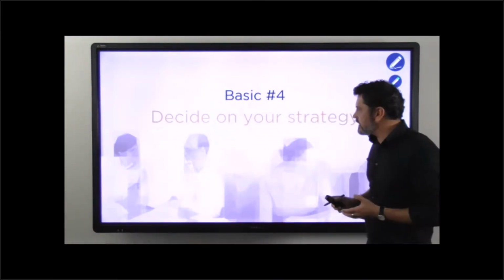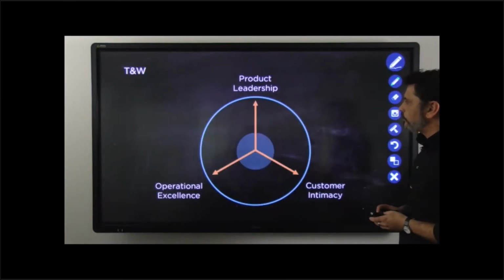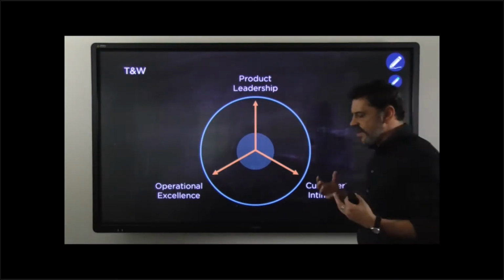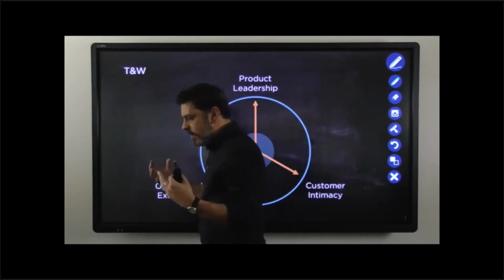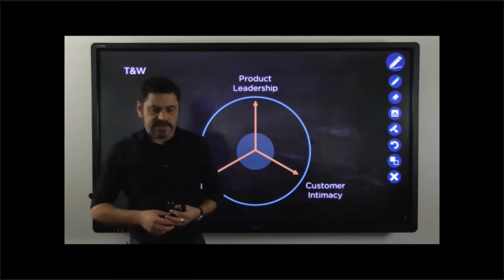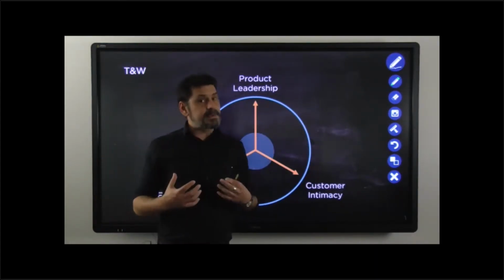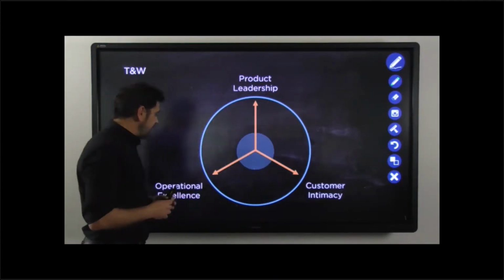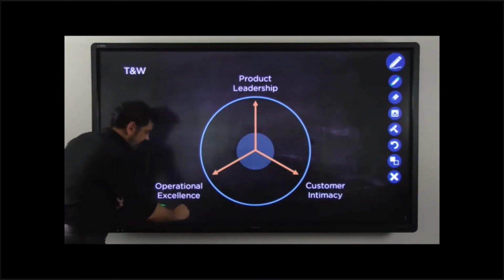And let's look at this. This is a Treacy and Wiersema model. And they make the distinction between three ways to go to the market, three ways to make yourself different than your competitors in the market towards your customers. Yes, and one that is very well understood is the operational excellence part.